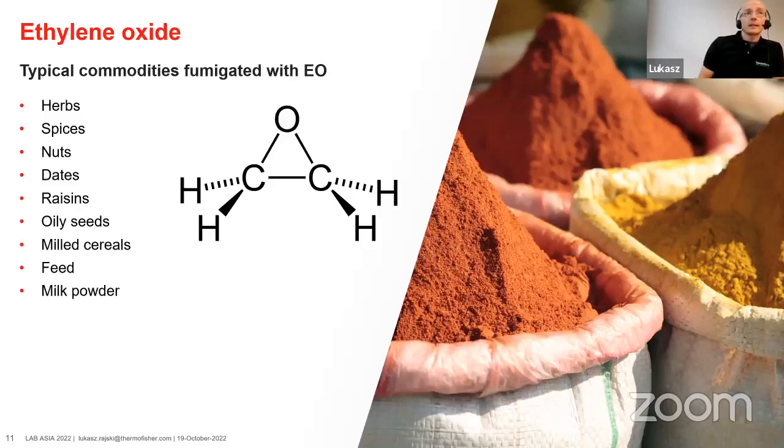Typical commodities that are fumigated with ethylene oxide, as I mentioned previously, are mainly dry commodities, because here we have herbs, spices, nuts, dates, raisins, oily seeds, milled cereals, feed, or even milk powder.